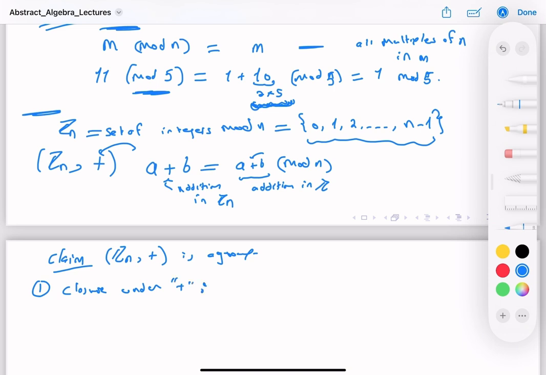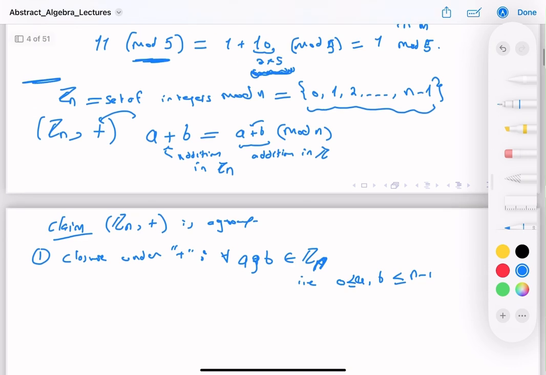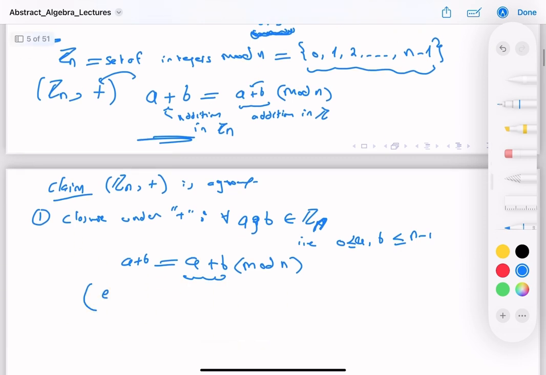Well, if you take any two numbers, and this is a very important thing, so for every a, b in Zn, these will be integers between 0 and n minus 1. If you add these two, the way we're defining addition is that this is defined as a plus b modulo n, which means you take this, add it to whatever number it adds up to, and then reduce it modulo n. So perhaps let me just give you a small example here.